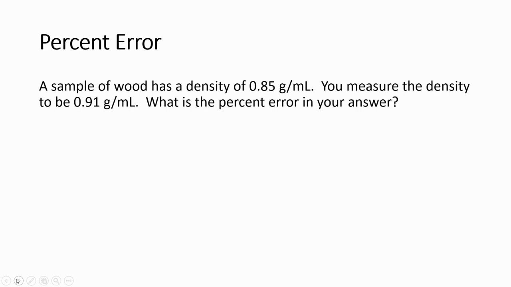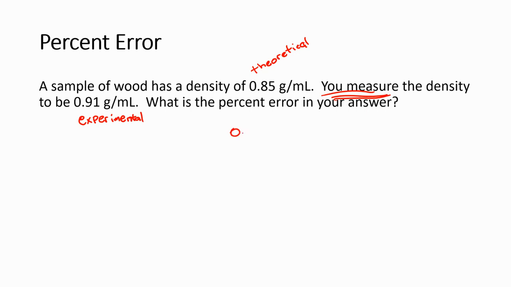I have a problem here that says a sample of wood has a density of 0.85 grams per milliliter. I'm going to assume that this is the published or the theoretical value. It's telling me that is the density of that piece of wood. In the lab, you measured the density to be 0.91 grams per milliliter. This is what's known as the experimental value because we measured it. You measured it. It says, what's the percent error in your answer?